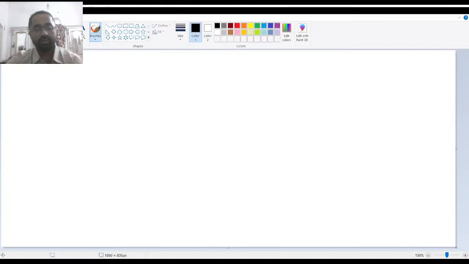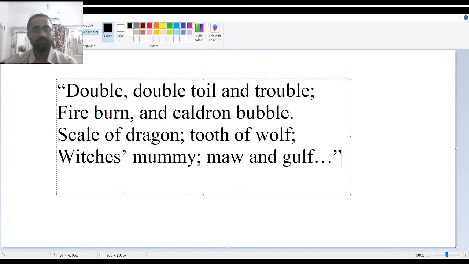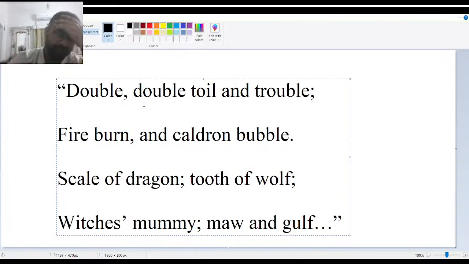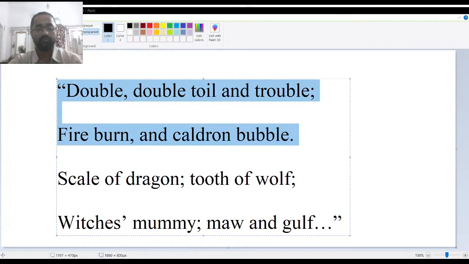Okay, let's look at an example from a play by Shakespeare. How many of you can identify it without googling, of course? Double, double, toil and trouble, fire burn and cauldron bubble. Scale of dragon, tooth of wolf, witches' mummy, maw and gulf. This is from a play by Shakespeare, and I'm sure you have read this play already.